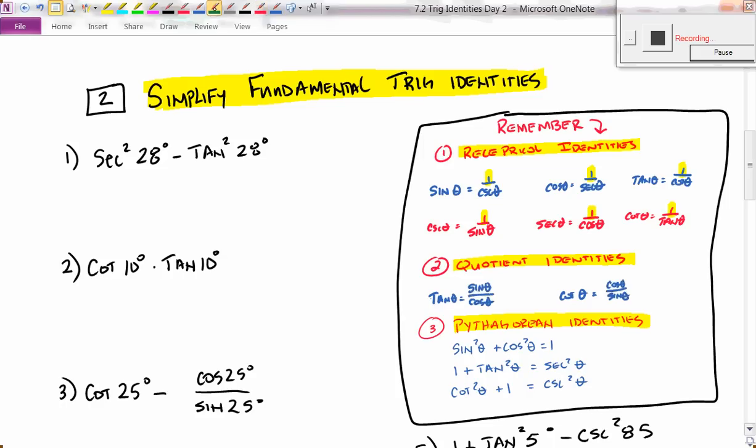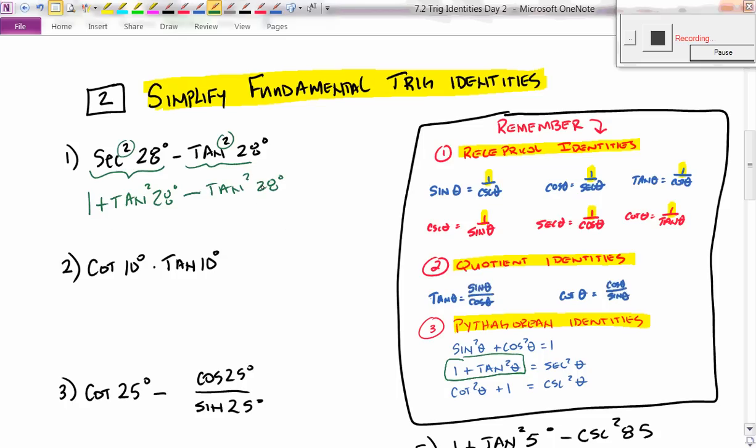I'll do these all in green so you can see. The secant squared of 28 degrees minus the tangent squared of 28 degrees. Well, because I'm using squareds, I know that I'm using something along the Pythagorean identities, okay? So I know that 1 plus the tangent squared of theta is equal to the secant squared of theta. And right here, I have the secant squared of something, 28 degrees. So I can replace secant squared of 28 with 1 plus tangent squared of 28 degrees, minus this piece over here, which is just the tangent squared of 28 degrees.